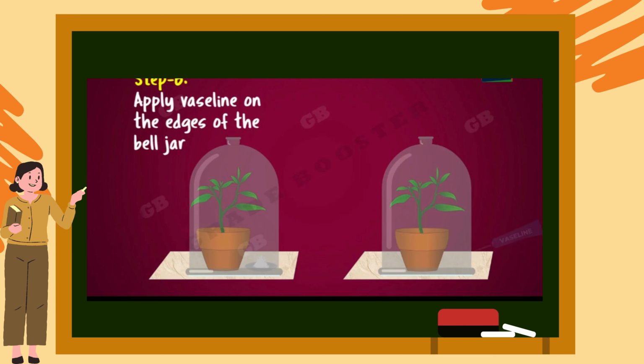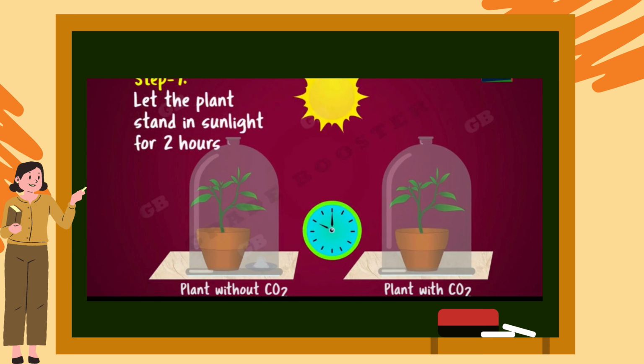But still there is some air in the bell jar. That means there is some carbon dioxide inside it. How do we remove it? That is why we have placed a watch glass with potassium hydroxide, which will absorb the carbon dioxide present in the jar. So now our setup is ready. One plant without CO2 and another plant with some CO2. Let the plants stand in sunlight for 2 hours.